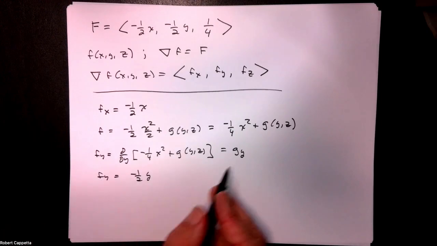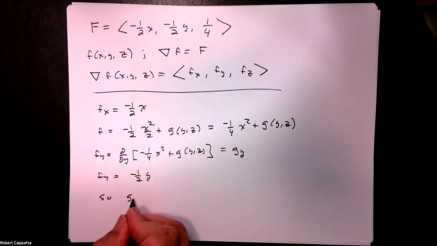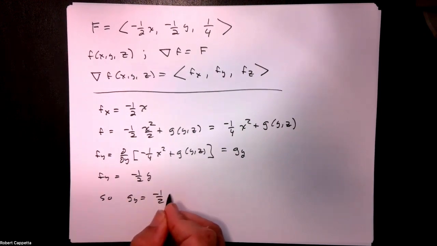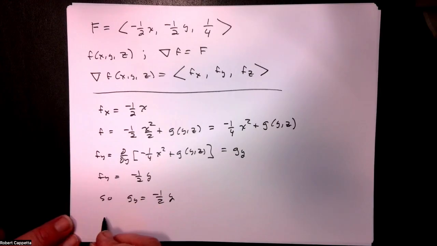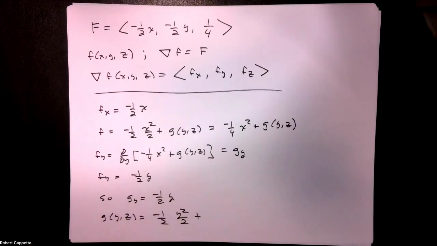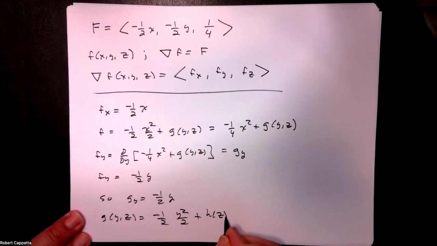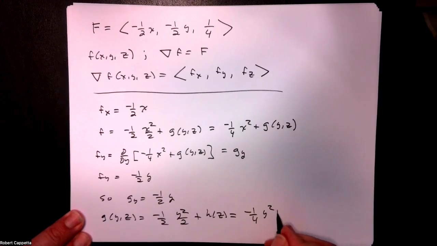So if that's the case, what does that tell me? That tells me g sub y has to equal negative 1/2 y. So integrating with respect to y, what is that going to give me then? What is g of yz? That's negative 1/2 y squared over 2. Again, not plus a constant, but plus a function of z. So let's call that h of z. So we get our g of yz is negative 1/4 y squared plus h of z.